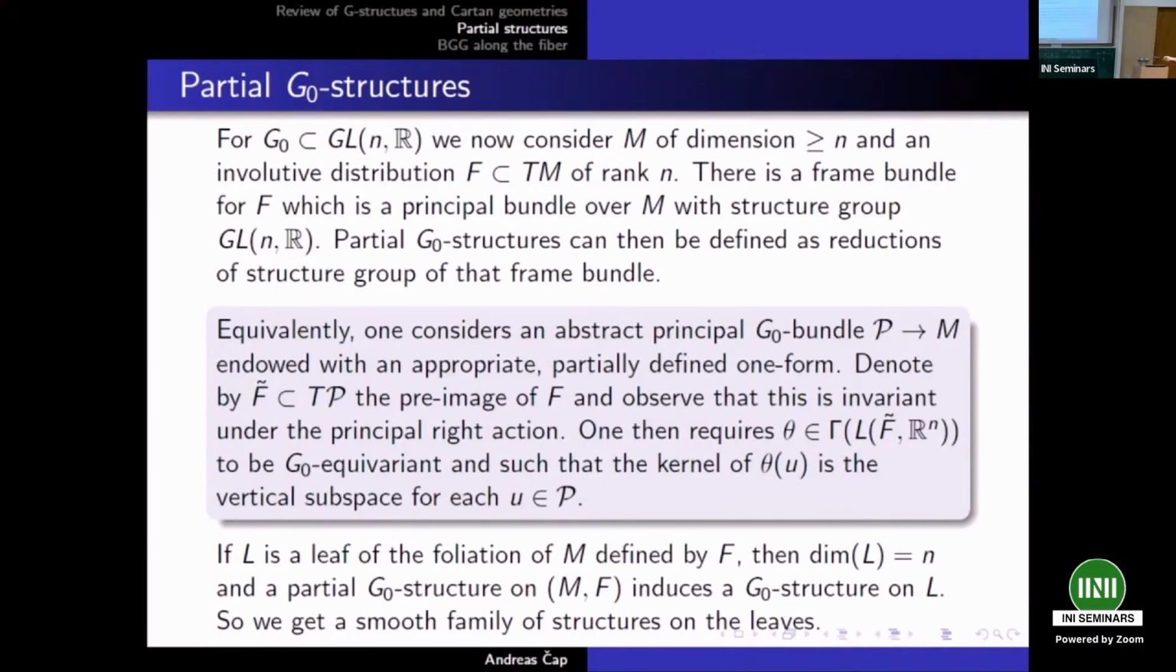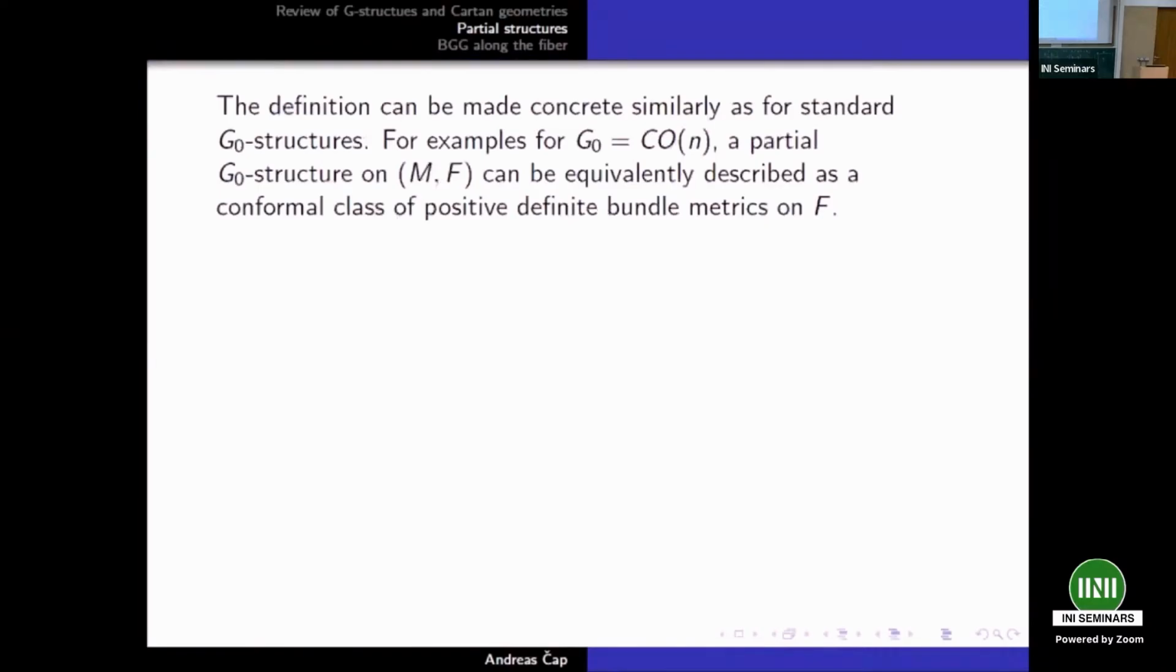Okay, and now, of course, the involutive distribution defines a foliation. If you take a leaf of this foliation, then this leaf has dimension n, of course. And it's very easy to see that if you have such a partial G0 structure, you get a standard G0 structure on L. So you get a smooth family of structures on the leaves of the foliation. And locally, this just means you get a codimension-parameter family of smooth structures in a naive sense. But of course, there are interesting global aspects. If you think about it, there are foliations which have a dense leaf. So if you have such a partial structure, then globally it's uniquely determined by the induced structure on this dense leaf and things like that. Not that these things have been explored yet, but I think there's quite a lot of interesting stuff going on.